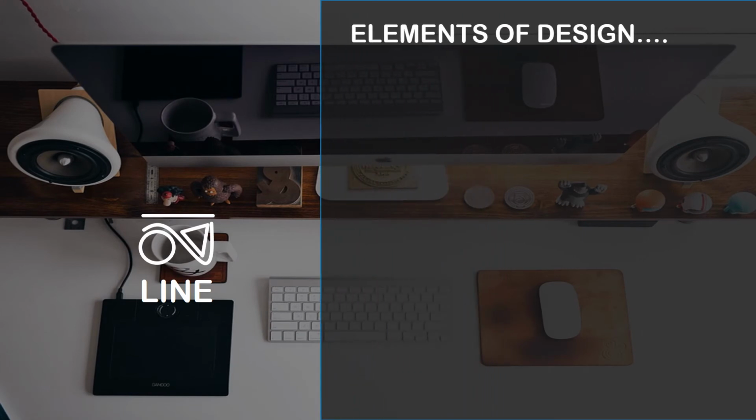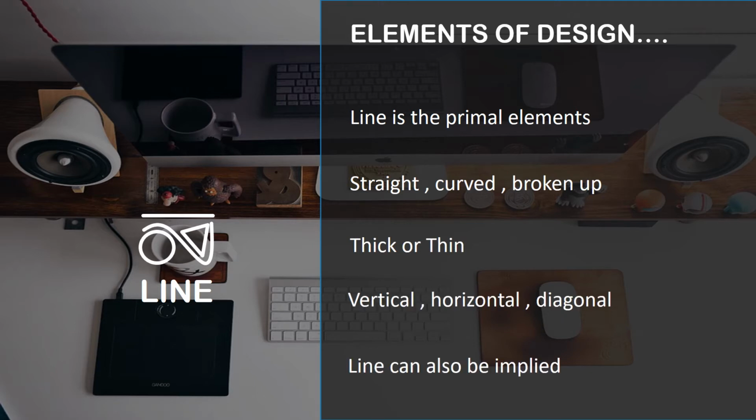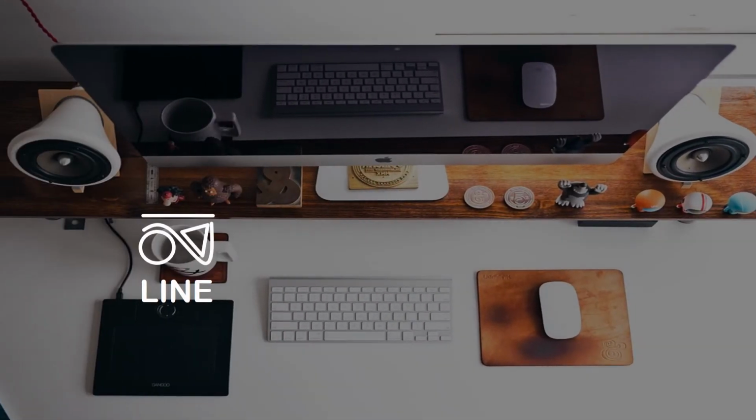Line. We can refer to line as a primal element. It can be straight, curved or broken up. It can be thick or thin. It can be vertical, horizontal or diagonal. And line can also be implied. Shape is the next element, and a line that is a closed form is also a shape.